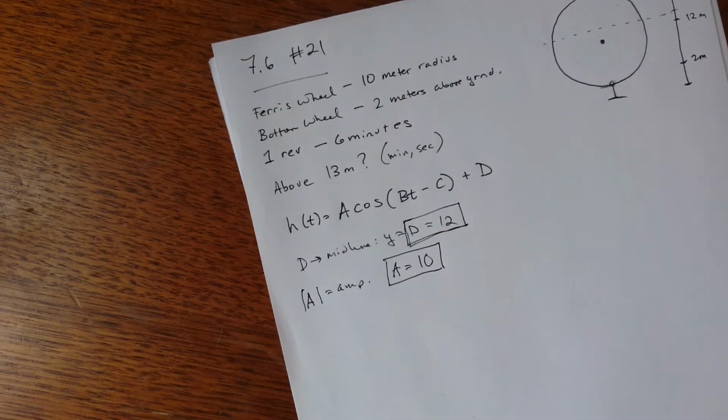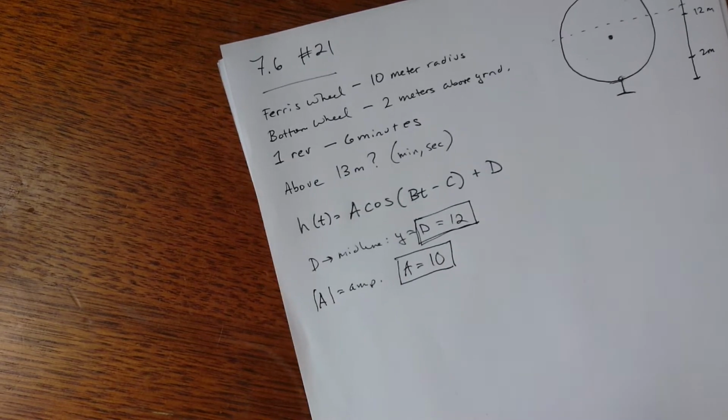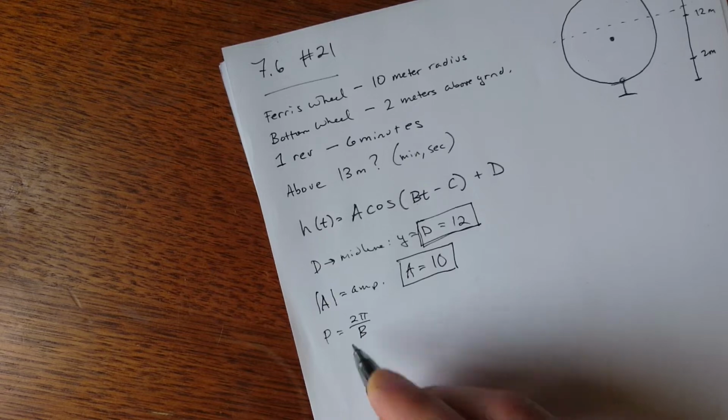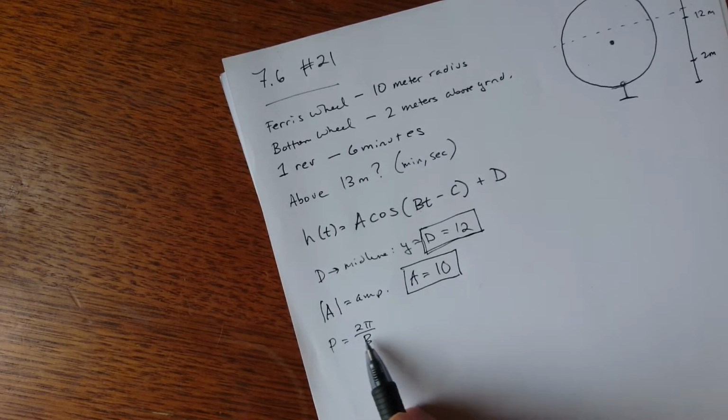And then the next one I'll get will be B. B is related to the period, right? Period is 2 pi over B. Well, we already know what the period is.